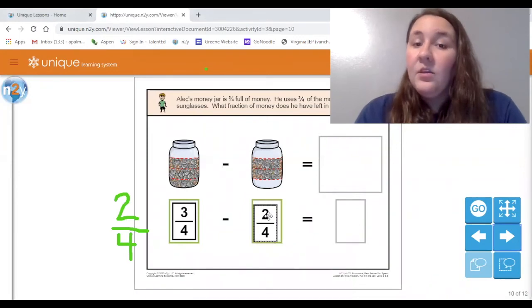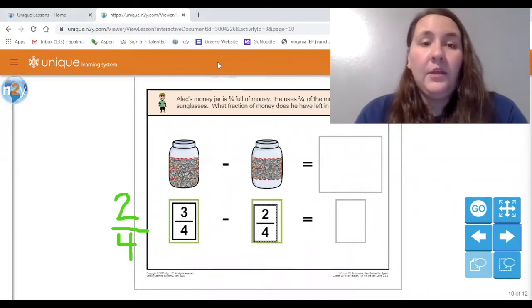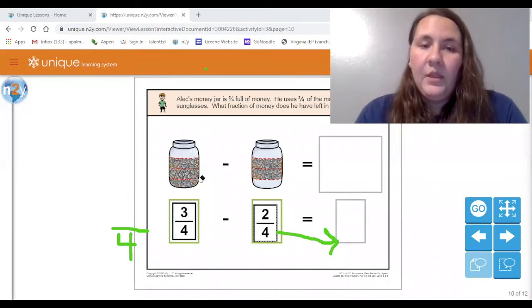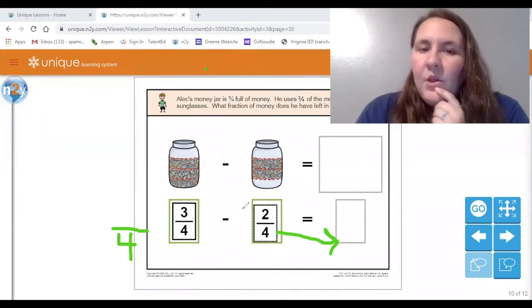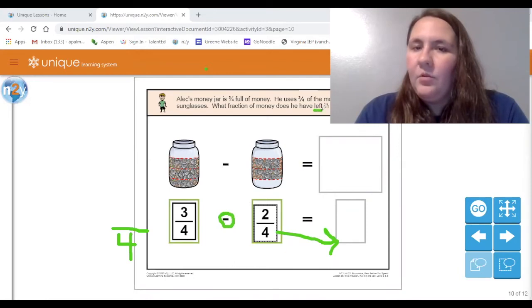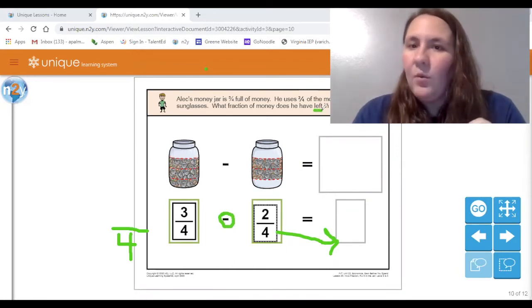Okay. So now I know, because Miss Daly told you, that this 4 just moves all the way over to the end. So I'm not going to change my denominator. I'm just going to erase my numerator. And I need to look and figure out what I'm doing, okay? So I see this, and I know this means take away. And then I see this word in my word problem. This is the word left. So I know I'm taking away, right?